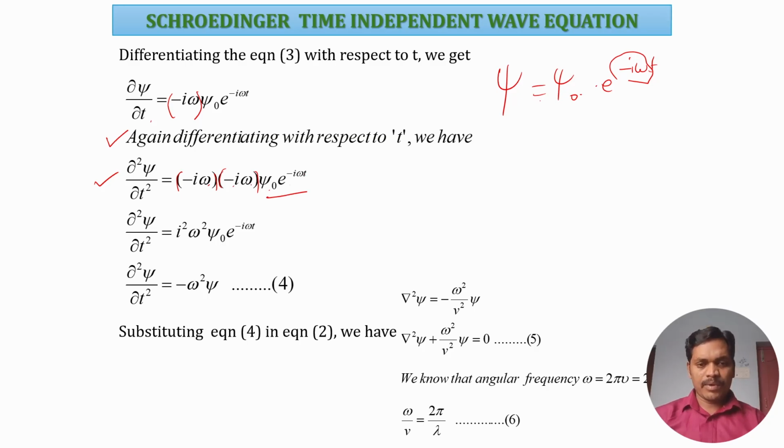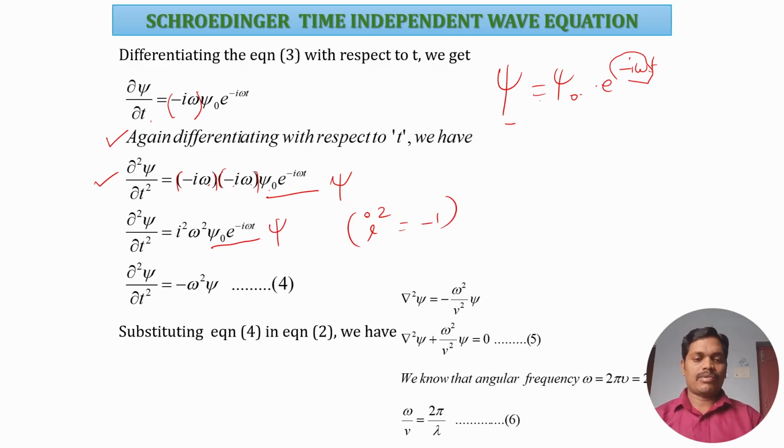Instead of ψ₀ e^(-iωt), you can substitute ψ so that it is easy. So ∂²ψ/∂t² is equal to minus into minus plus, so i²ω² ψ. As we all know, i² is -1, so you substitute that here. Now ∂²ψ/∂t² is equal to -ω²ψ. So this is the important equation.